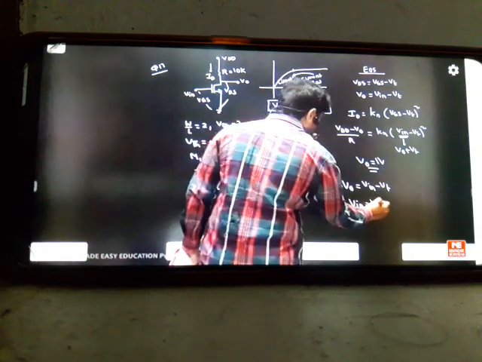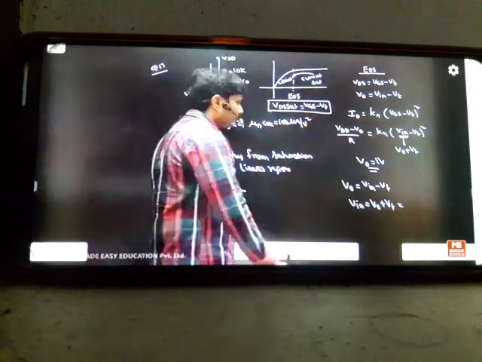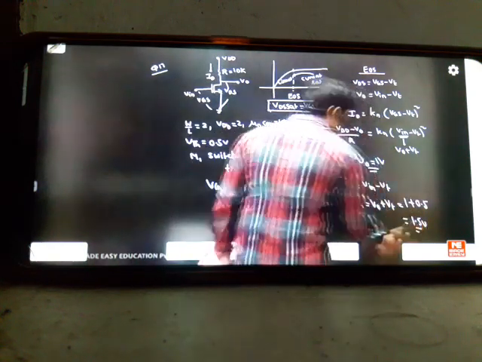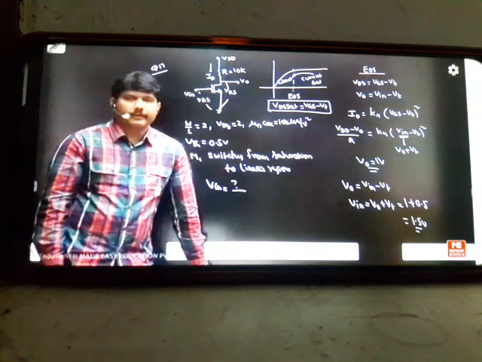So VIN will be V0 plus VT. Then 1 plus 0.5. Answer will become 1.5 volts. These are very special questions. Okay. Answer is 1.5 volts, which will be the correct answer.